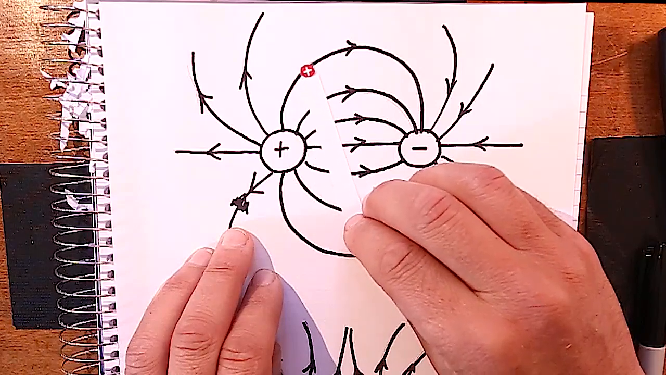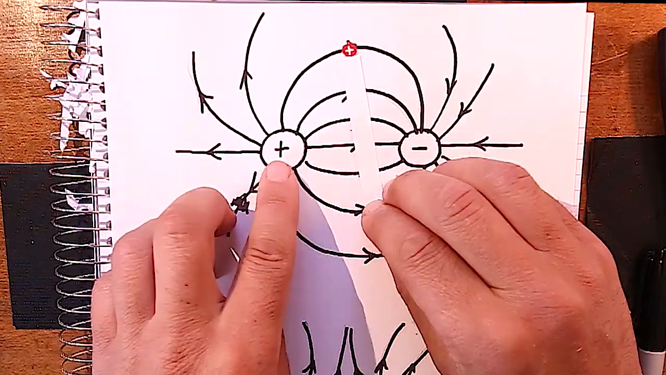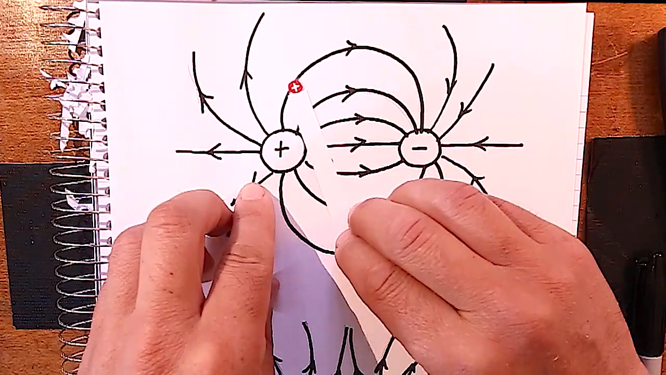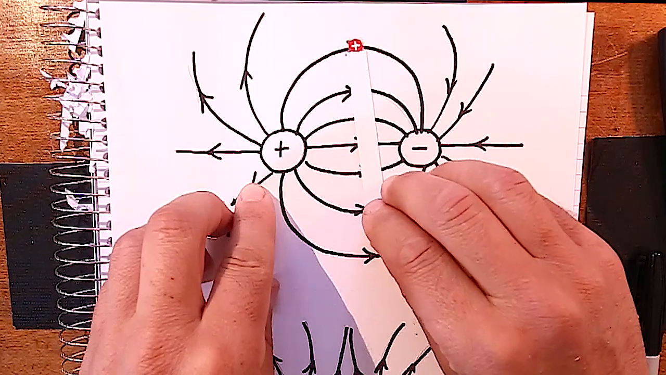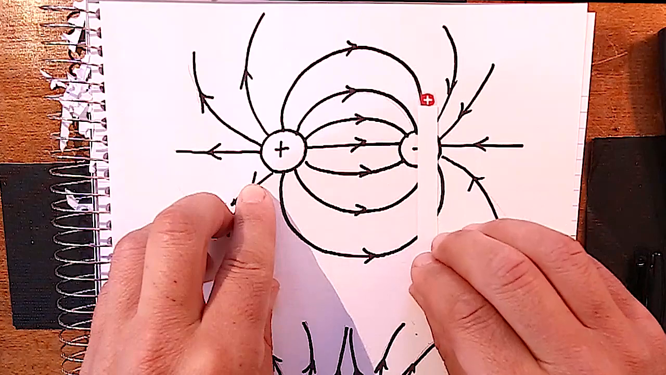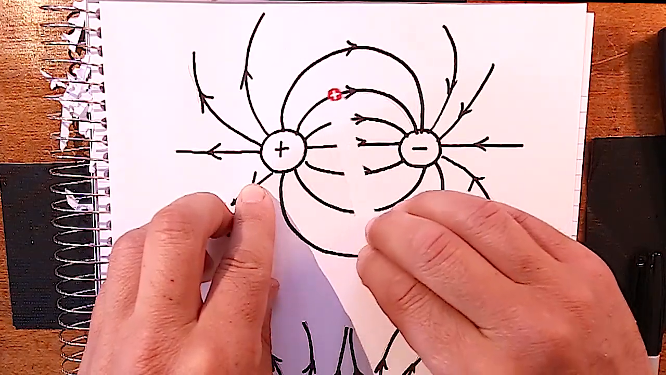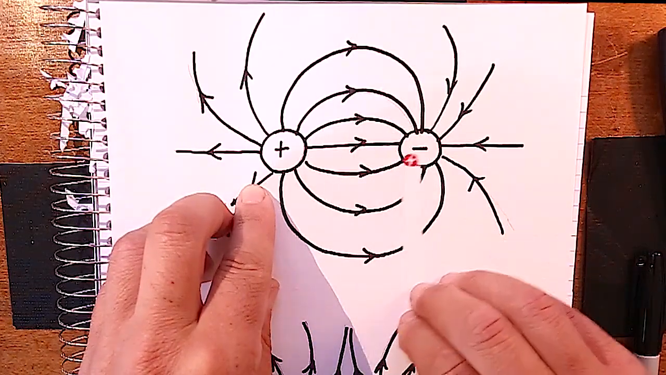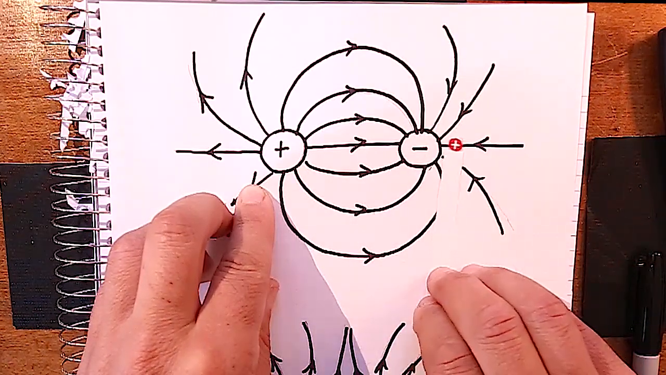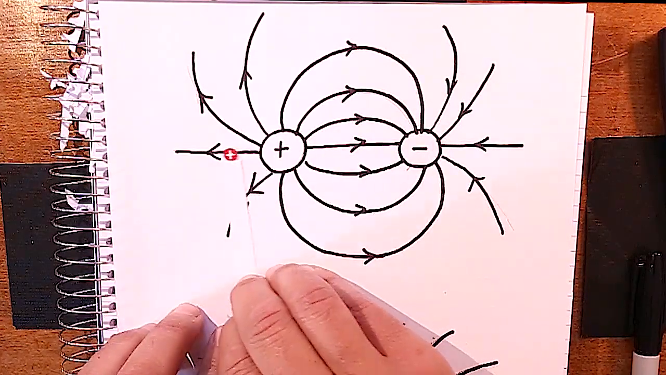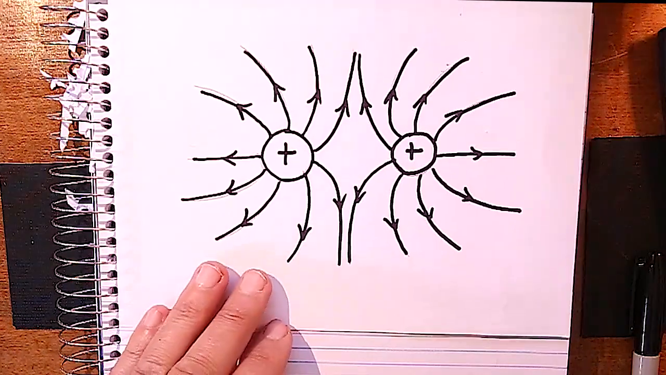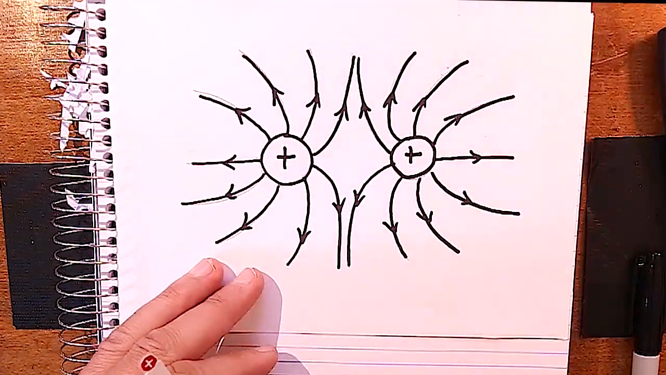And as it gets further and further away from the positive, the force weakens. So this force is getting weaker and weaker and weaker. And then it starts to get closer to the negative, so the force starts to increase on the other side. So we have this shape of this field determined by the shape of the direction of the force on this small positive test charge. What does it look like if we have two large positive charges?